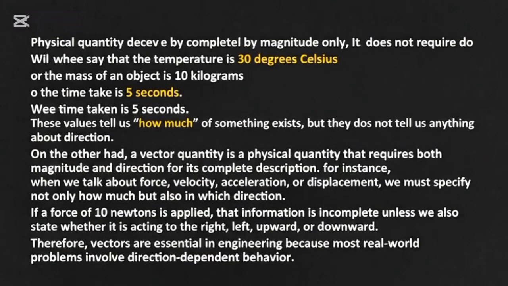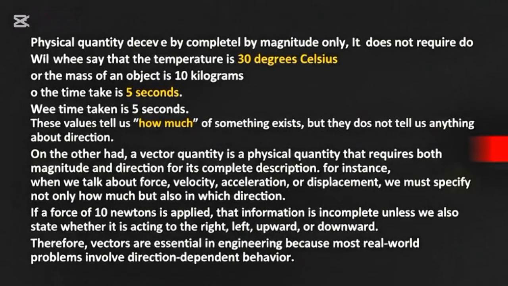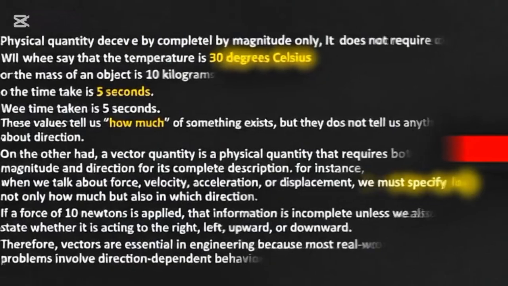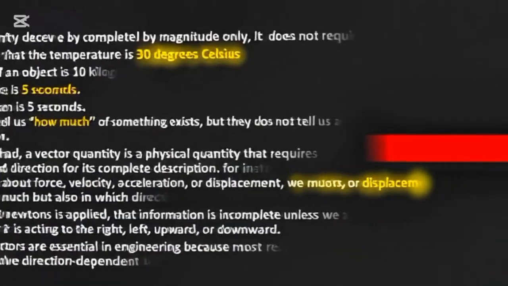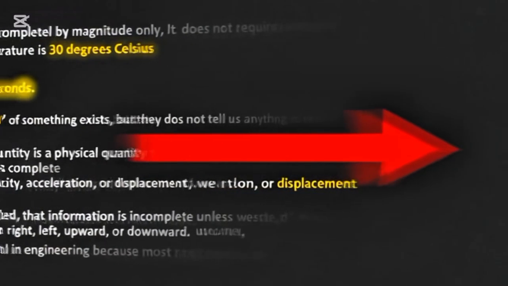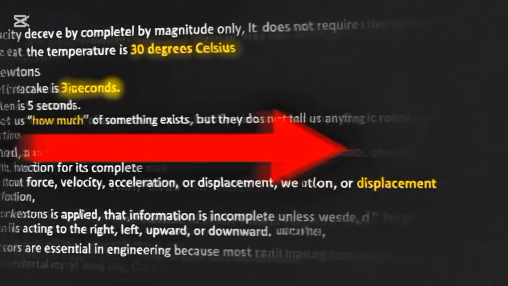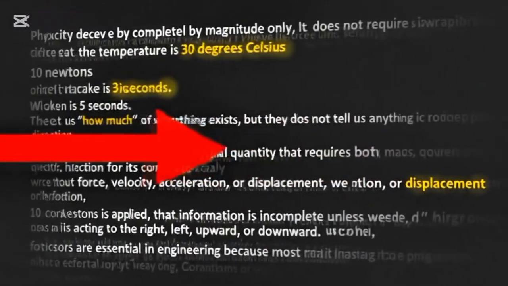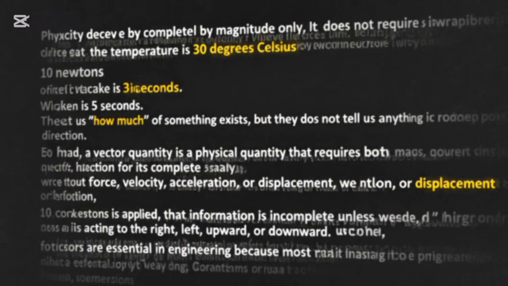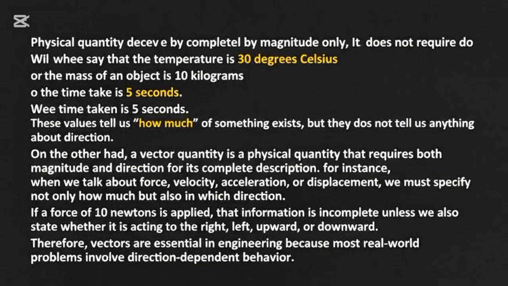On the other hand, a vector quantity is a physical quantity that requires both magnitude and direction for its complete description. For instance, when we talk about force, velocity, acceleration, or displacement, we must specify not only how much, but also in which direction. If a force of 10 newtons is applied, that information is incomplete unless we also state whether it is acting to the right, left, upward, or downward. Therefore, vectors are essential in engineering because most real-world problems involve direction-dependent behavior.